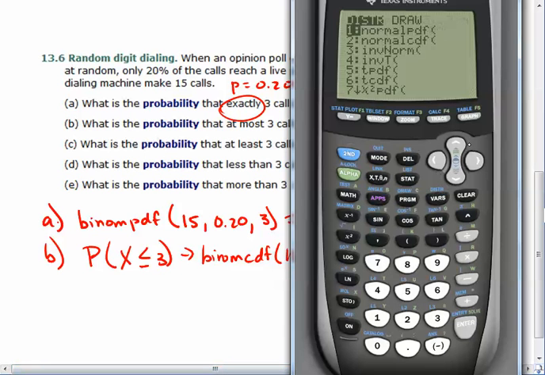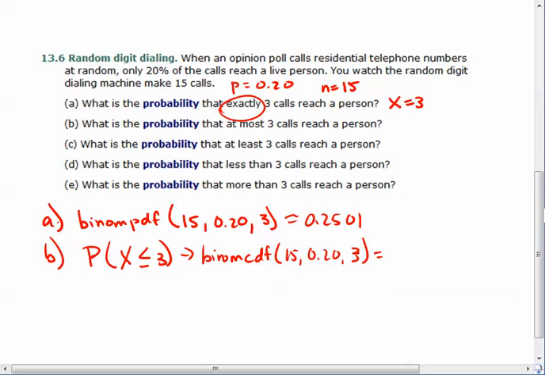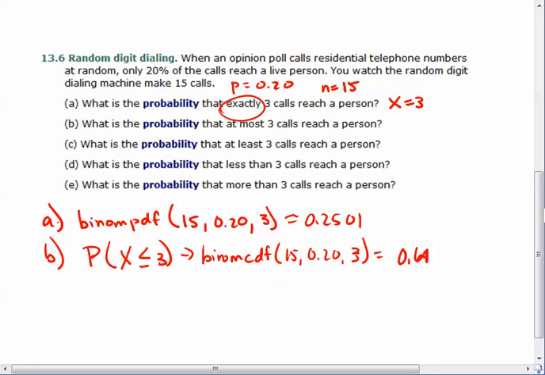So second distribution, binomial CDF. I think it's 15, and then 0.2, and then 3. Press enter. And let's see, 0.6482. So not surprisingly, now that more than one outcome is considered acceptable, the probability of it occurring has gone up: 65% versus 25%.